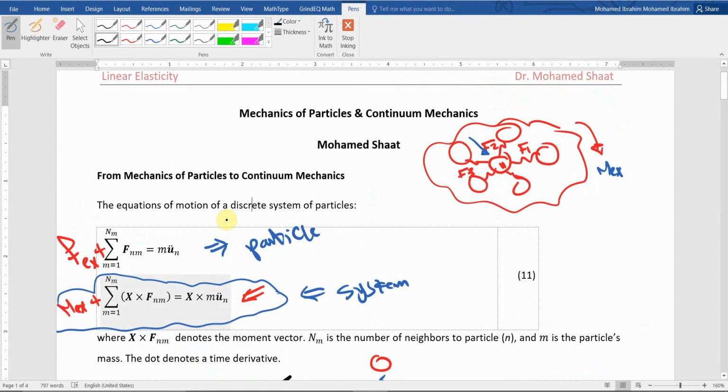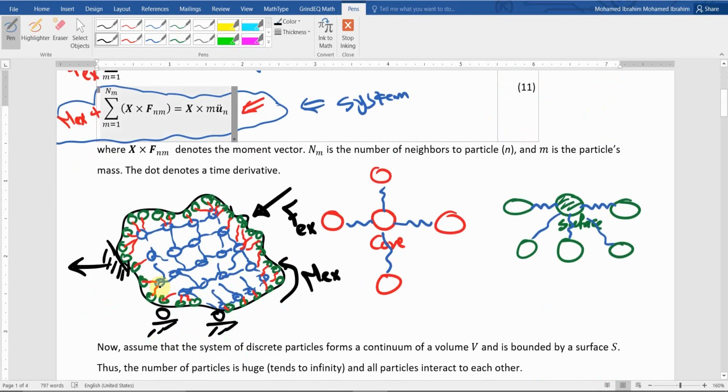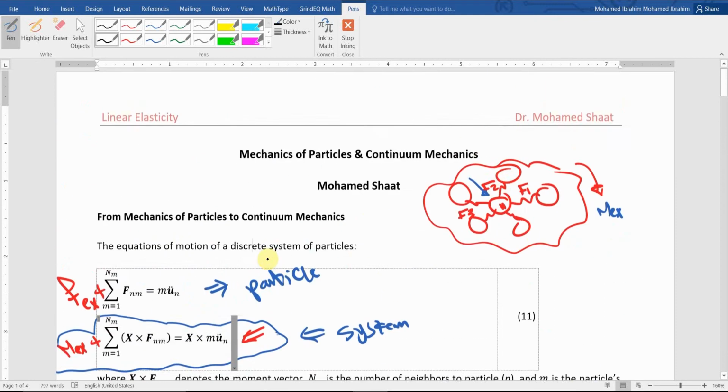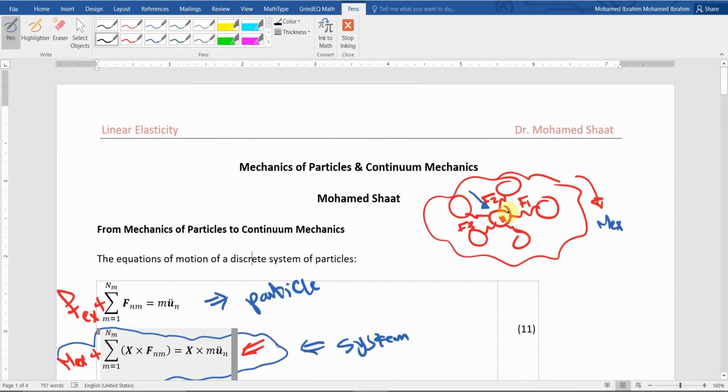But the difference between the discrete system of particles and the infinite number of particles is that here we can count the number of particles. It is discrete. So what does it mean? It is countable. It means that we can count how many particles we can collect, we can sum. That's why we have the summation here, which indicates we are calculating the force between this particle and the next particle, the force between this particle and the next particle, and so on.